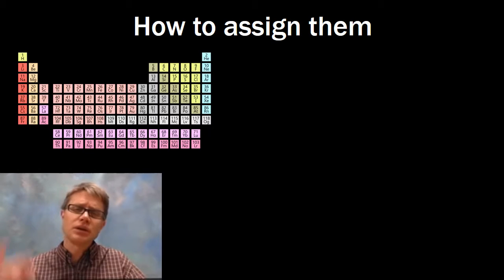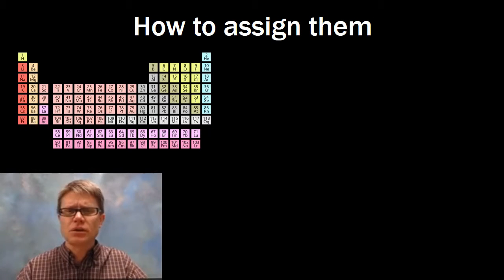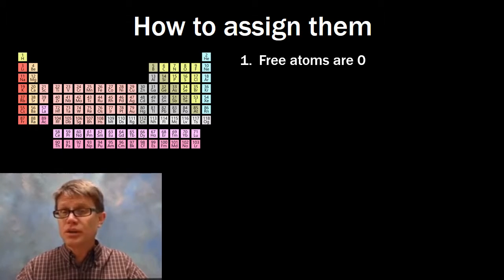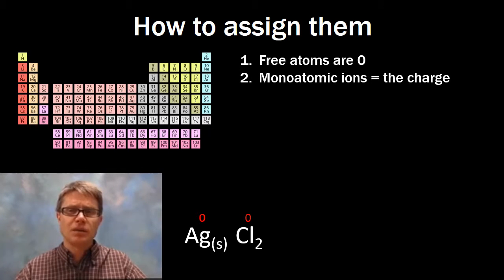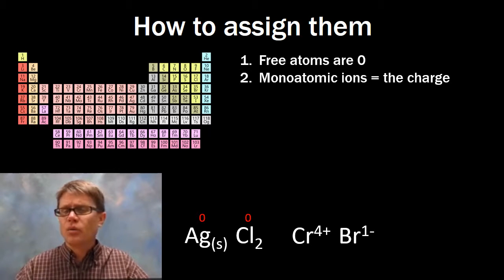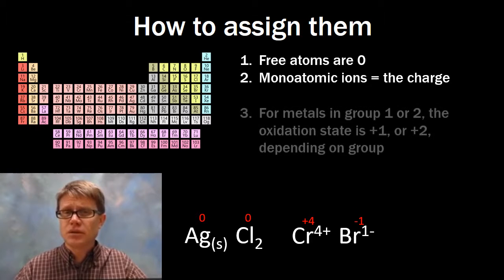To calculate an oxidation state, there is a hierarchy, or order to which you assign them. First, atoms in a free element have a state of 0. Example is silver solid or chlorine gas, which both have oxidation states of 0. Monoatomic ions gain their charge as their oxidation state. For example, chromium +4 ion gets a +4, or bromide has a -1.